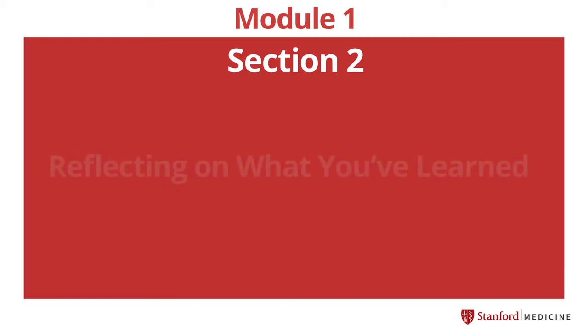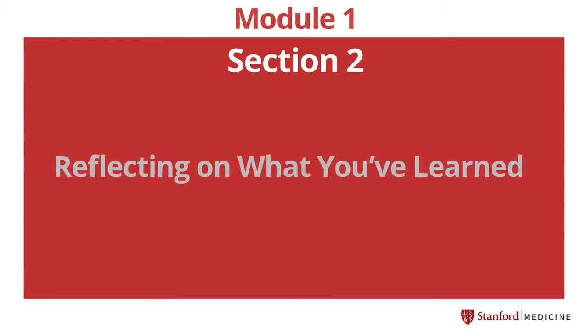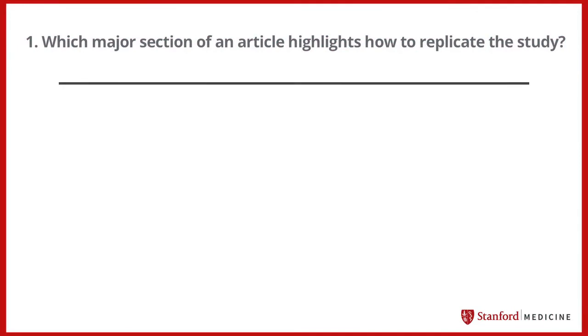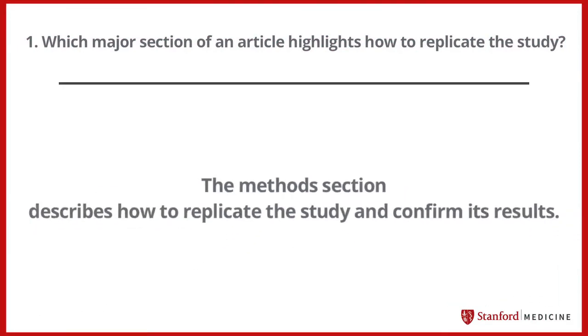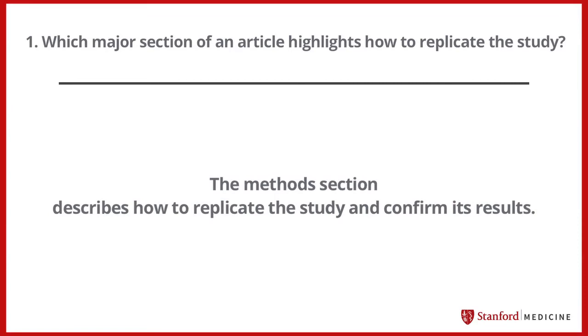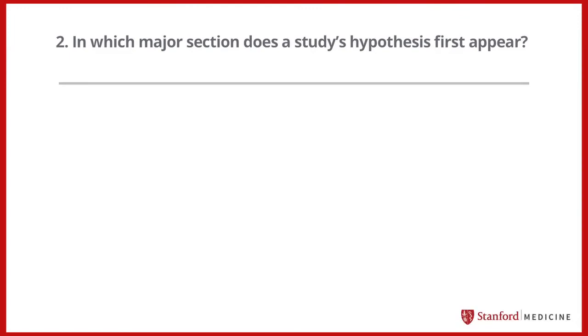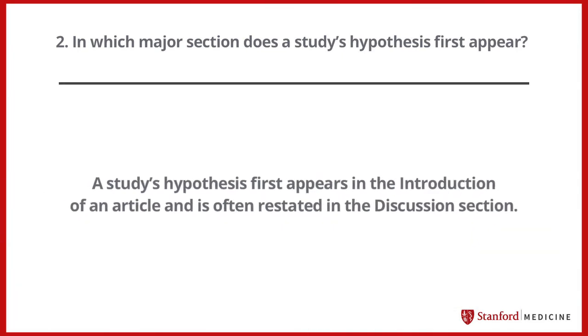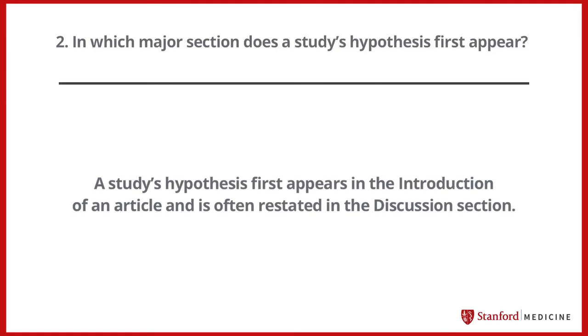Now that we've examined the sections of a research article, we'll ask you to reflect on what you've learned. Which major component of an article highlights how to replicate the study? The methods section describes how to replicate the study and confirm its results. In which major section does a study's hypothesis first appear? A study's hypothesis first appears in the introduction of an article and is often restated in the discussion section.